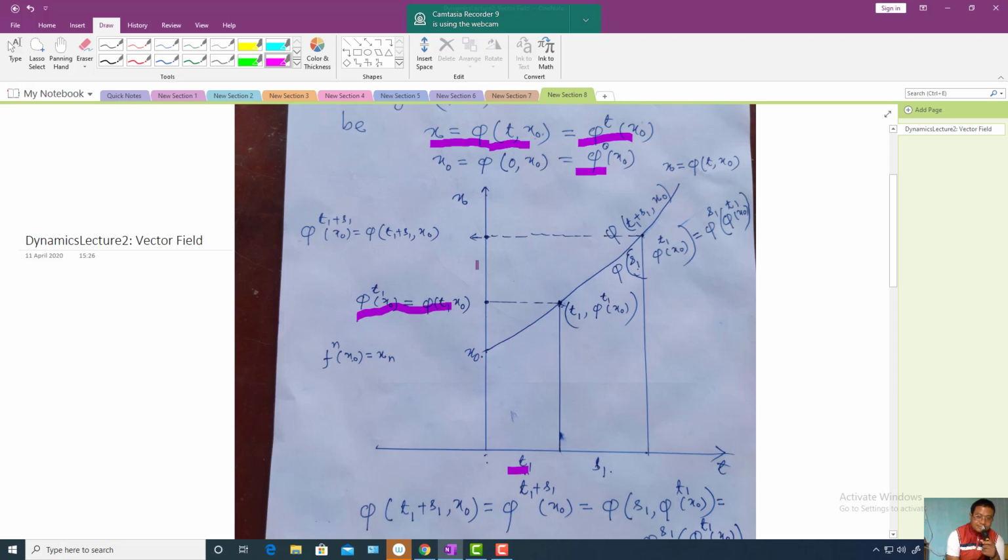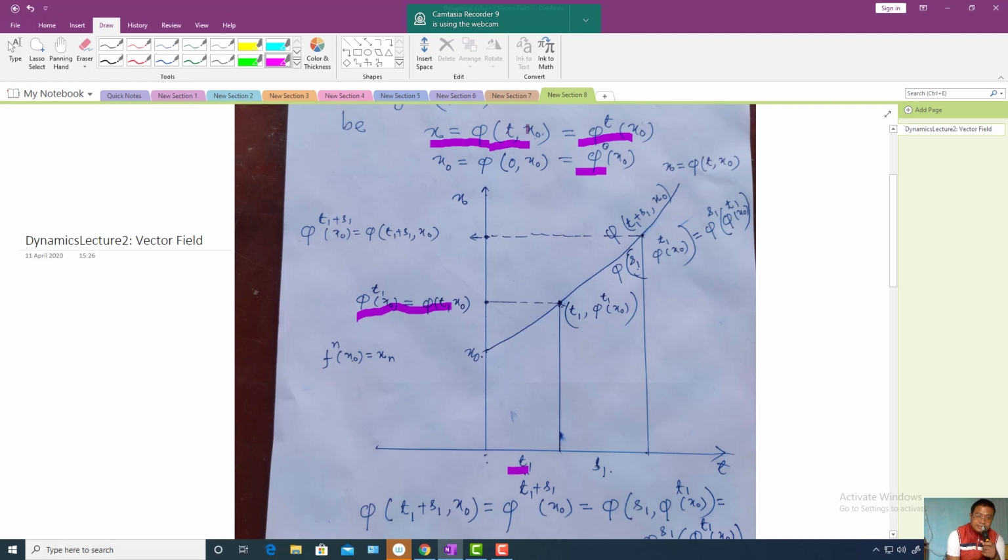Suppose this is your phase space x. It will be here, and this is also a point in the x plane. According to the existence and uniqueness theorem, starting from here also, you can think about one solution. At every point, if the two conditions are fulfilled, there will be one solution. So this is another starting point. From here, after s1 units of time, where will be the point? It will be here, according to the solution.